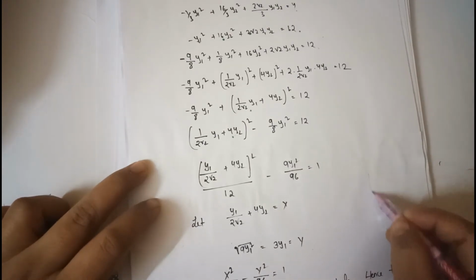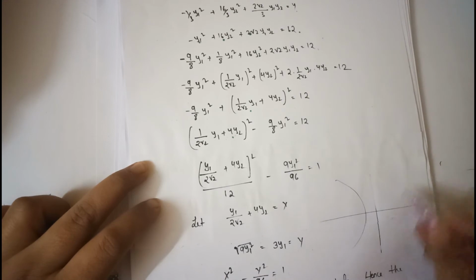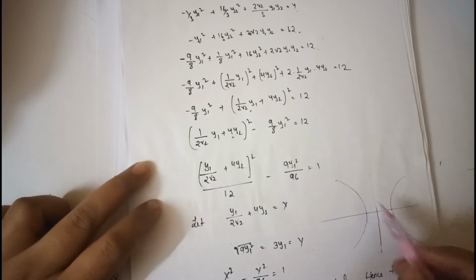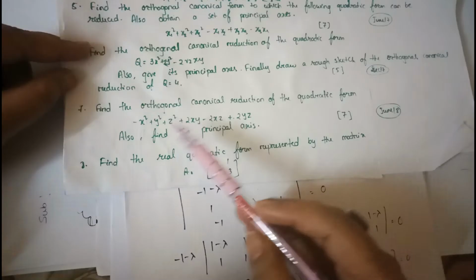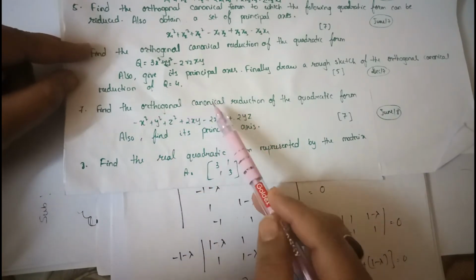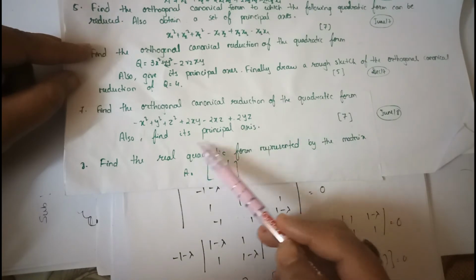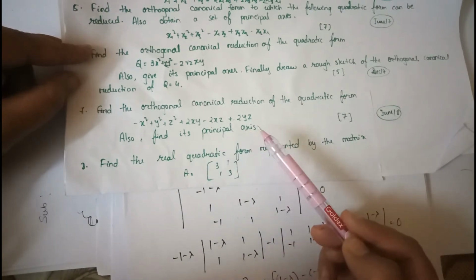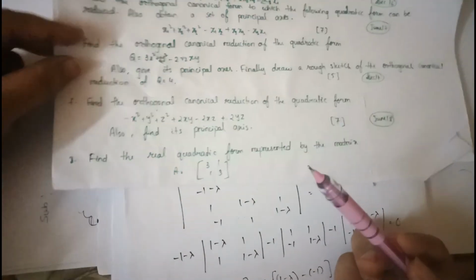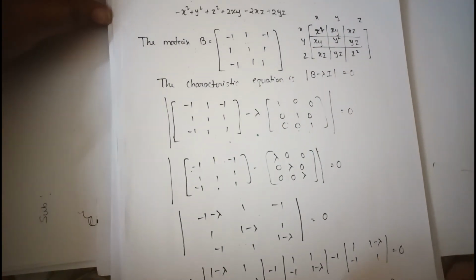Now you can draw any rough diagram like this and just make a hyperbola rough sketch like this. Now the next question is, find the orthogonal canonical reduction of the quadratic form this much and find its principal axis, which is very easy. And in the same way, you can just try it out and check your answer here.